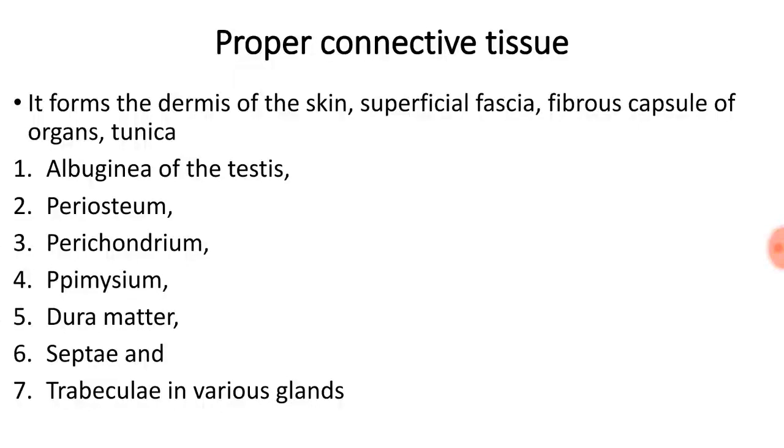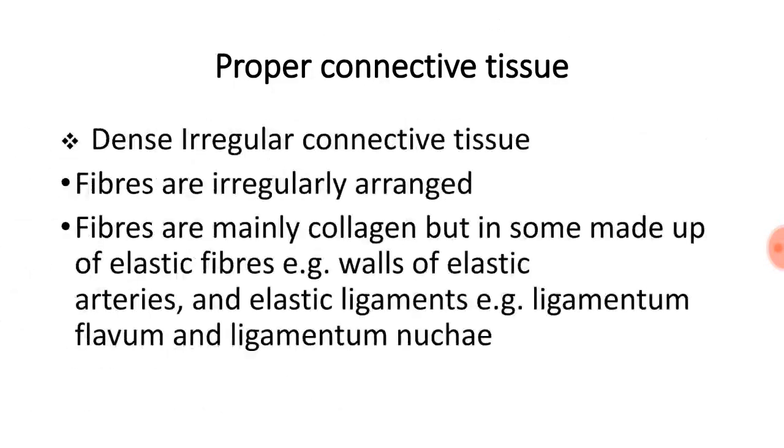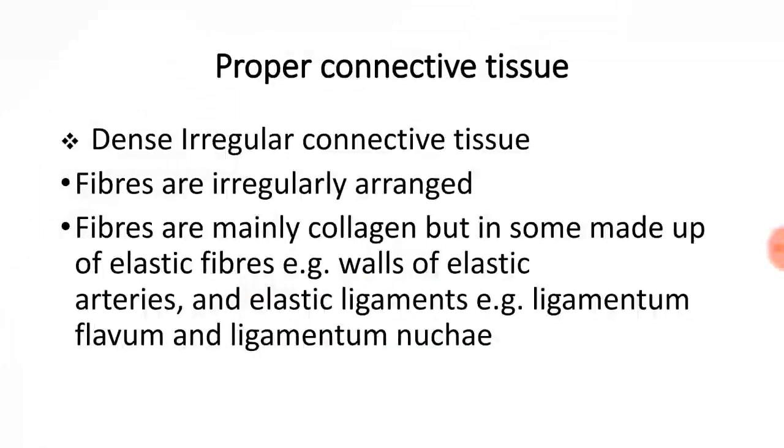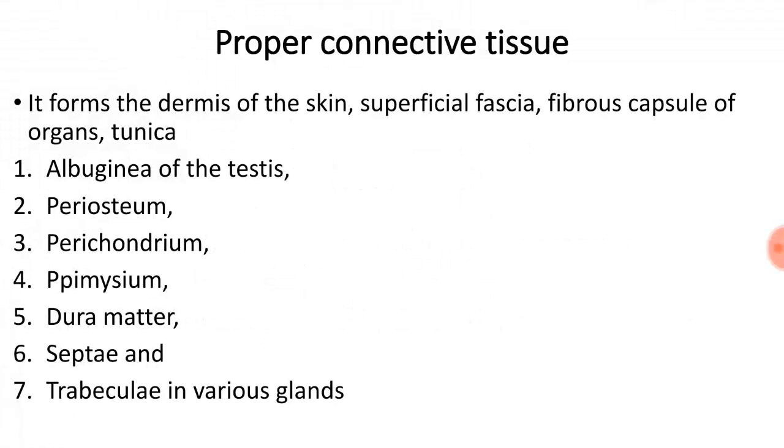The proper connective tissue, continuation of this slide. It forms the dermis of the skin, superficial fascia, fibrous capsule of the organs, tunica albuginea of the testes, periosteum, perichondrium, epimysium, stroma, septa, and trabeculae in various glands. So these dense irregular connective tissues are found in these areas, like periosteum, perichondrium, epimysium, stroma, septa, and trabeculae in various glands.